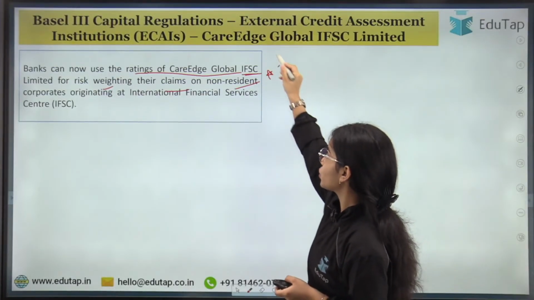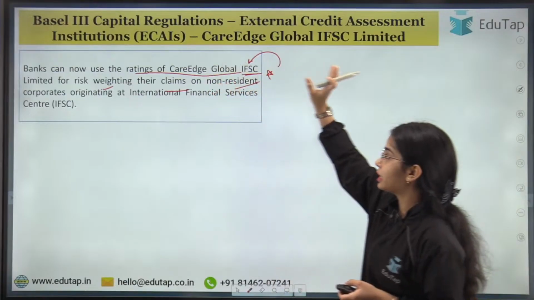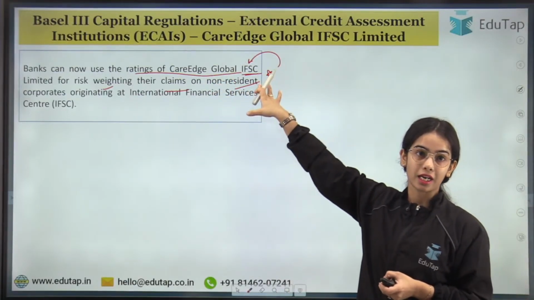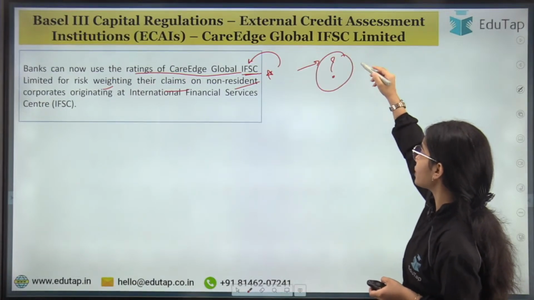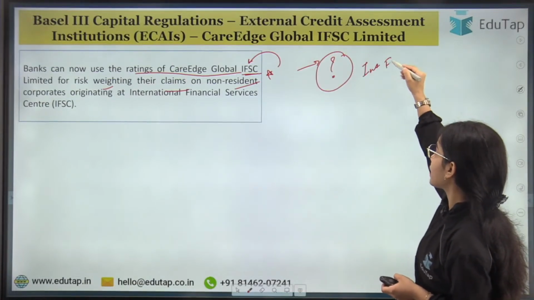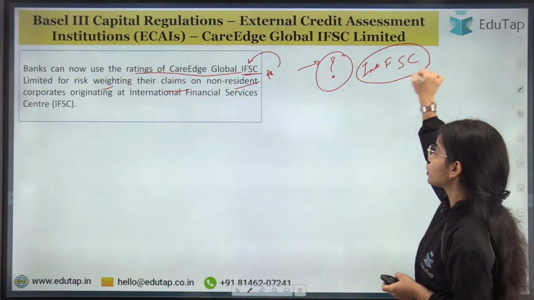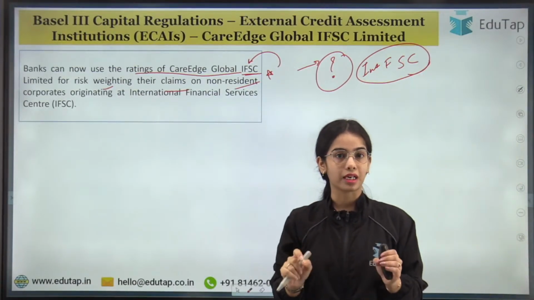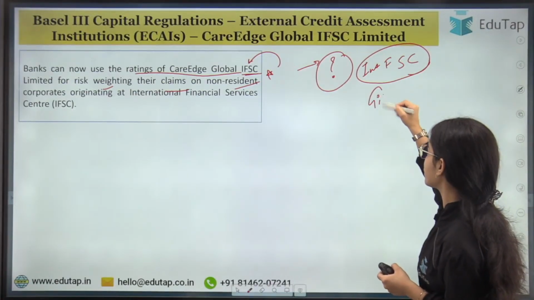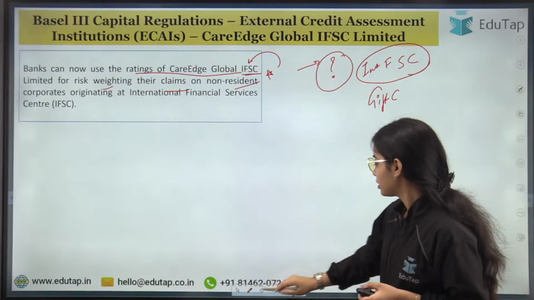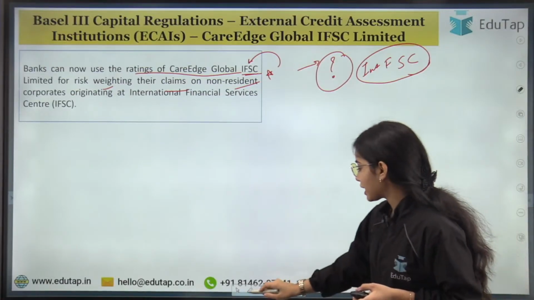So you can understand that this CareEdge Global Limited is present in the IFSC. Now, where is the IFSC in our country? IFSC is the International Financial Service Center. There is only one IFSC in our country, where is it? It is in Gujarat. It is in Gift City. That is Gujarat International Finance Tech City.